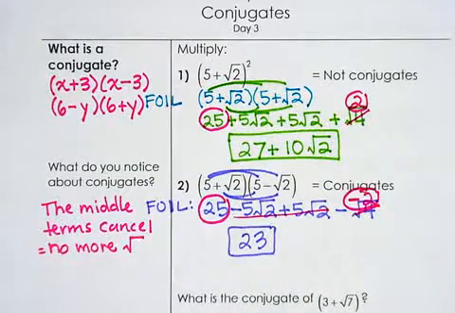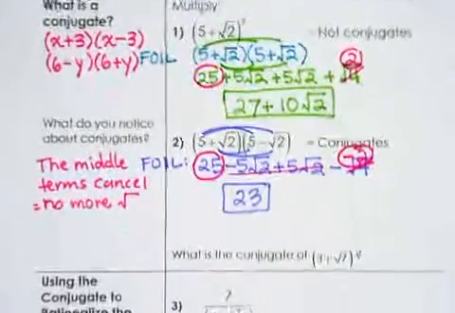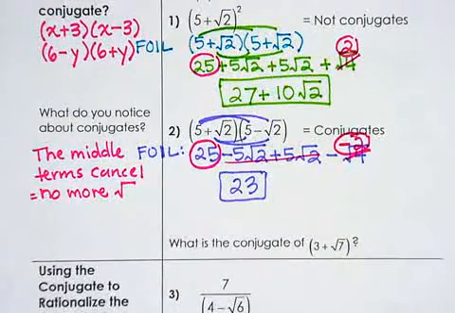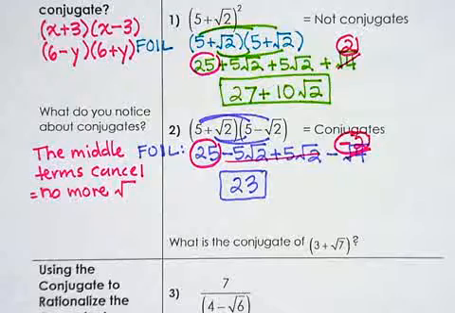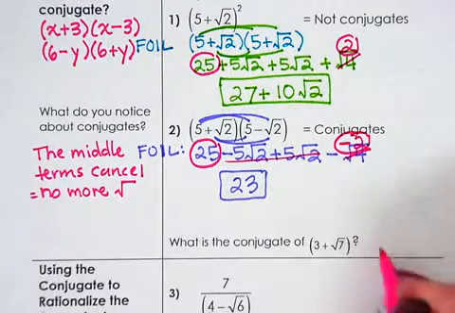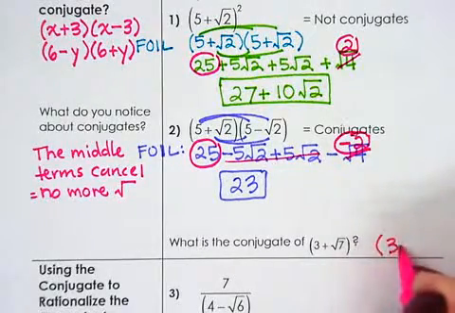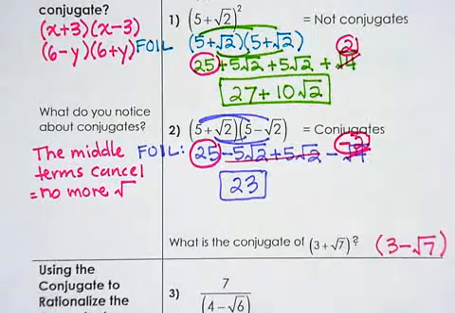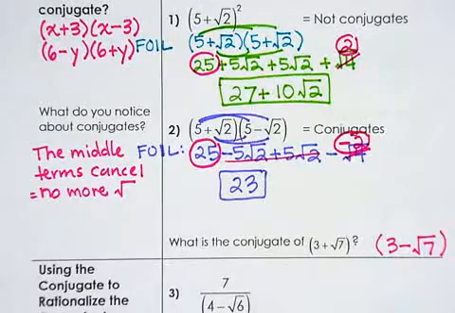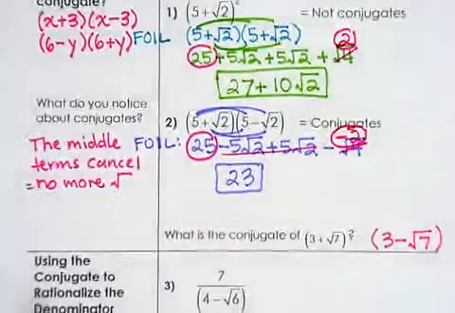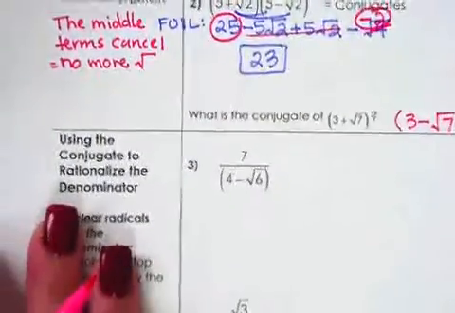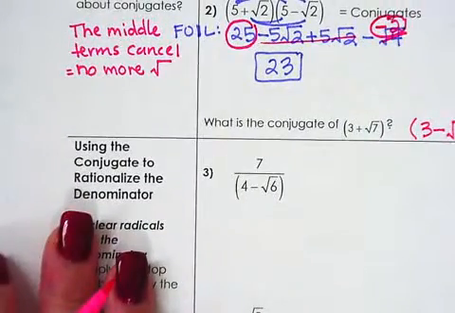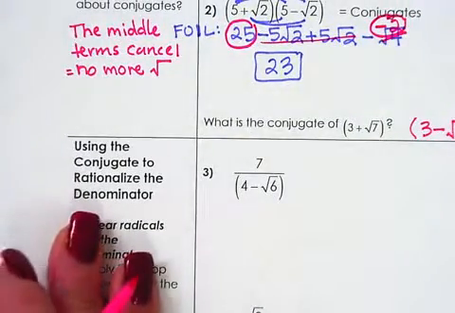So that's nice for what we need to do. If I were to ask you down here, what is the conjugate of 3 plus the square root of 7, your answer would just be 3 minus the square root of 7. It's the same numbers, just with the opposite sign. Okay, let's go ahead then and use the conjugate to rationalize some fractions.